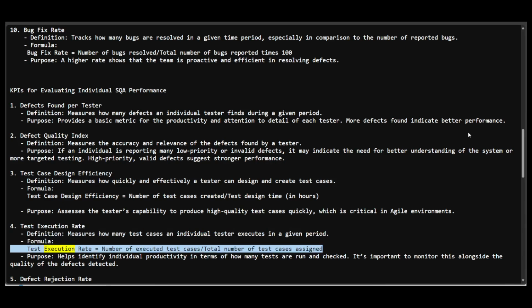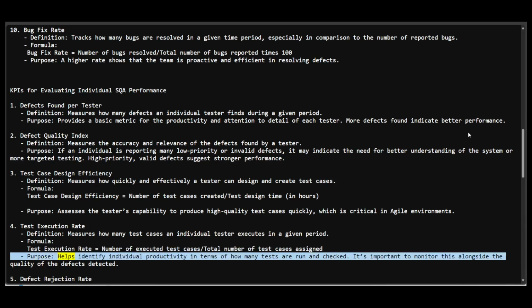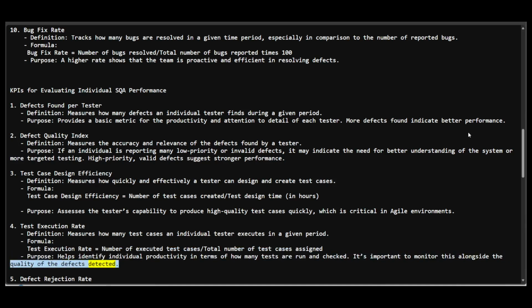Formula: test execution rate equals number of executed test cases / total number of test cases assigned. Purpose: helps identify individual productivity in terms of how many tests are run and checked. It's important to monitor this alongside the quality of the defects detected.